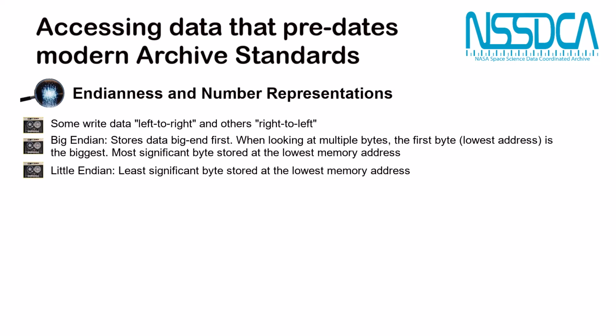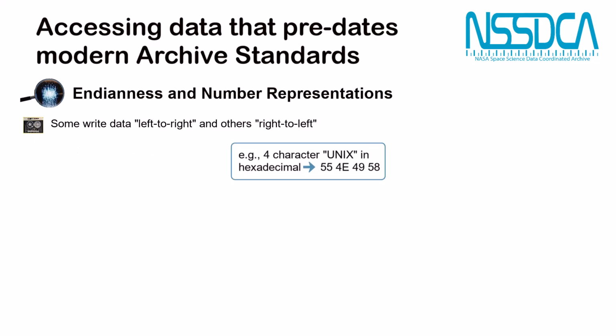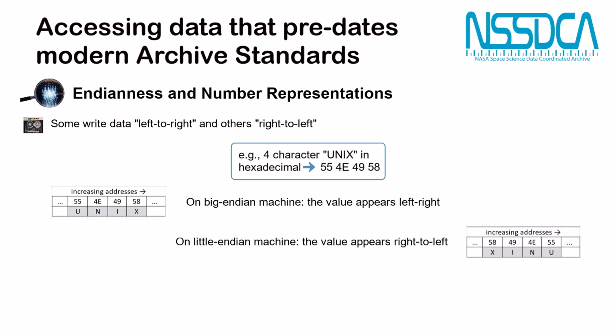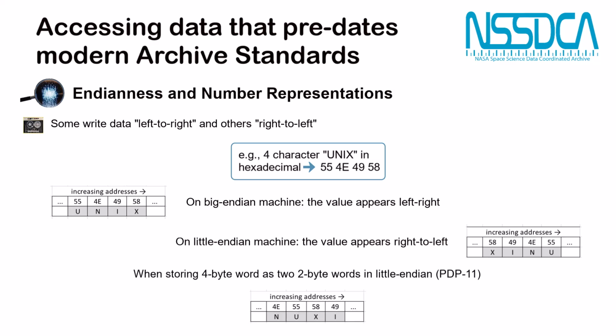Here is an example of how this issue can affect the restoration of old data. Suppose we want to write the 4-character word Unix, U-N-I-X. On a big endian system, the characters are stored in memory in the same order as written, with addresses increasing from left to right. On a little endian system, however, the last byte is written first, so the order appears reversed. Things get even more complicated when the system writes 2 bytes at a time. In that case, UNIX could end up being interpreted as NUXI instead.